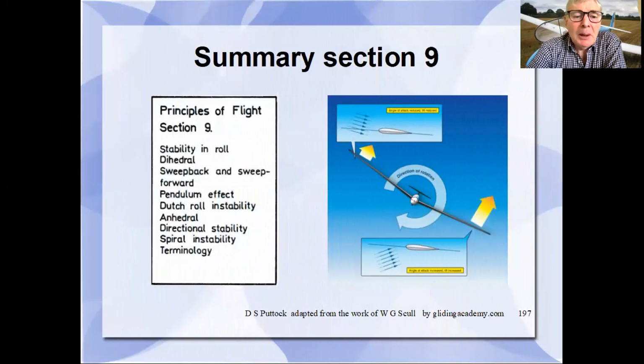Okay, so in summary, stability in roll we've talked about, dihedral we've looked at and the effect, sweep back versus sweep forward we've looked at, pendulum effects, Dutch roll instability we've touched on, anhedral we've looked at, directional stability and spiral instability, and then finally we looked at the various terminologies.